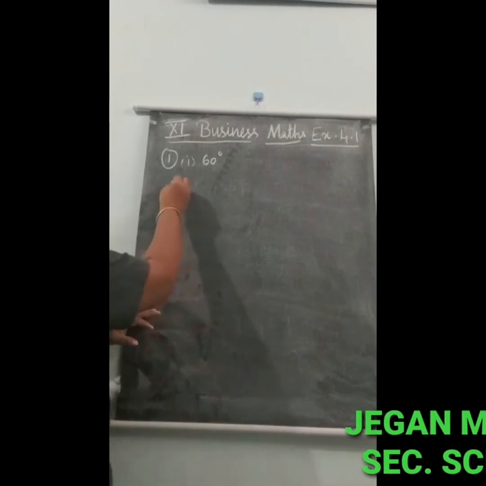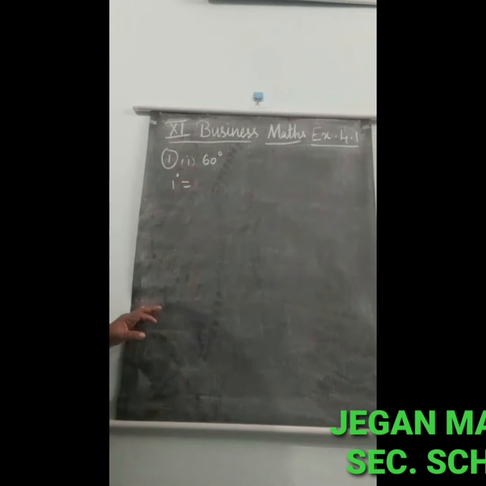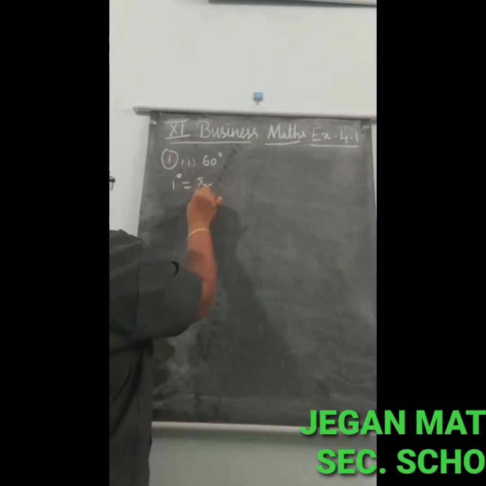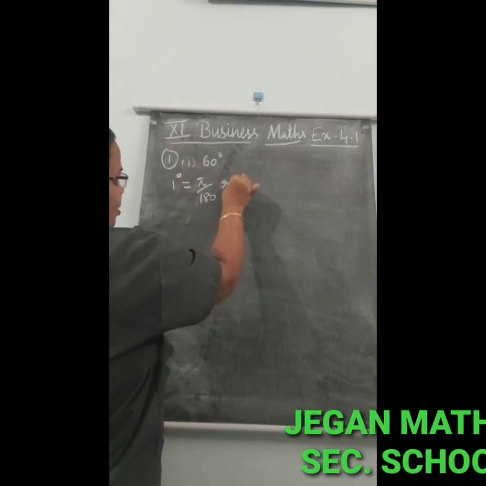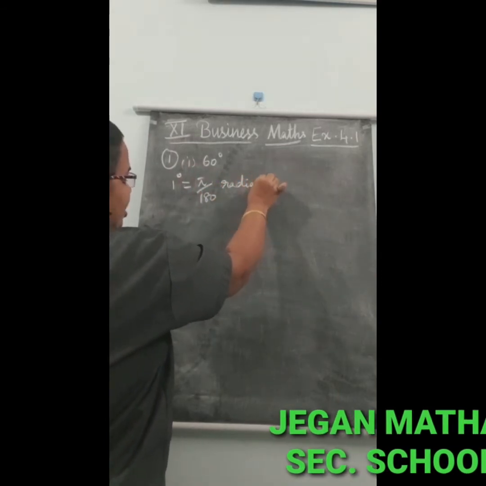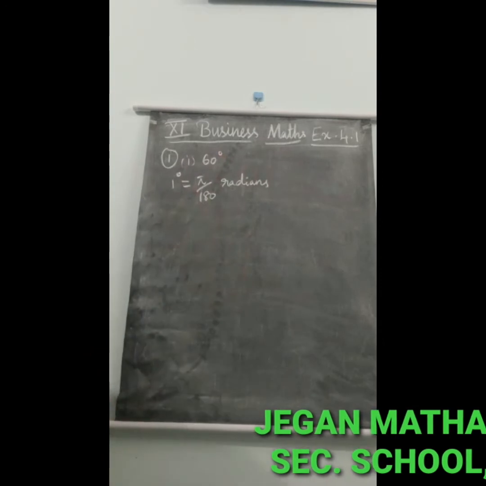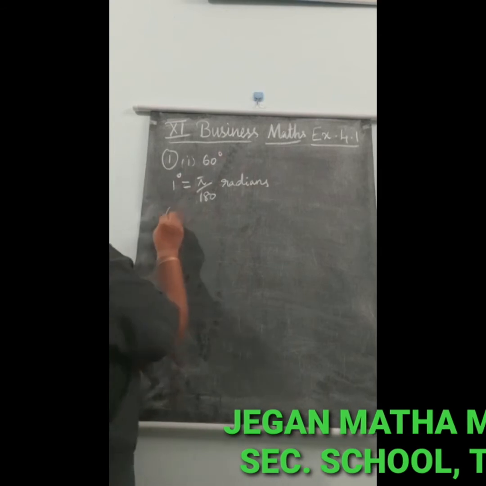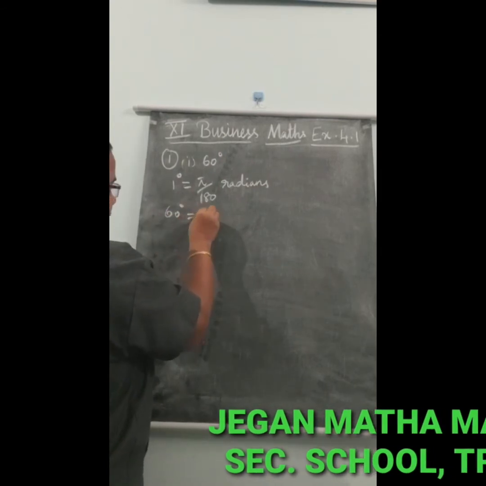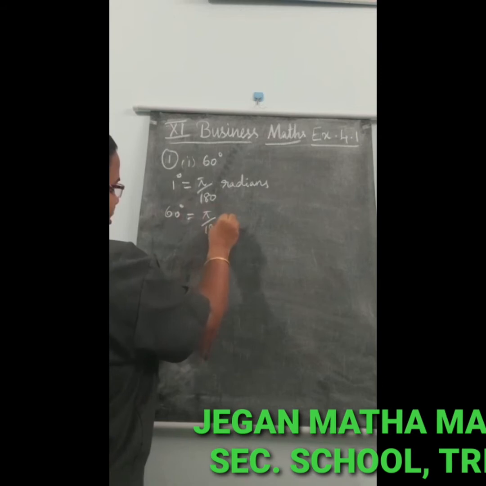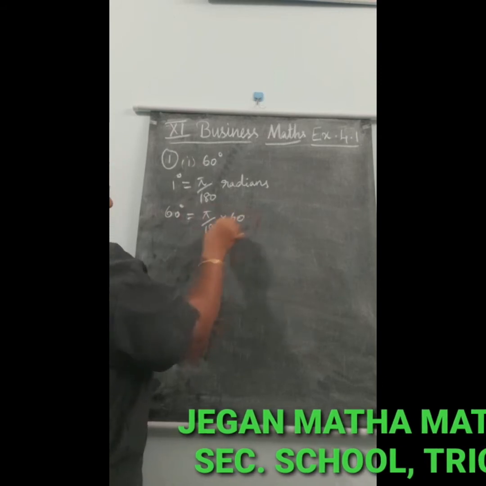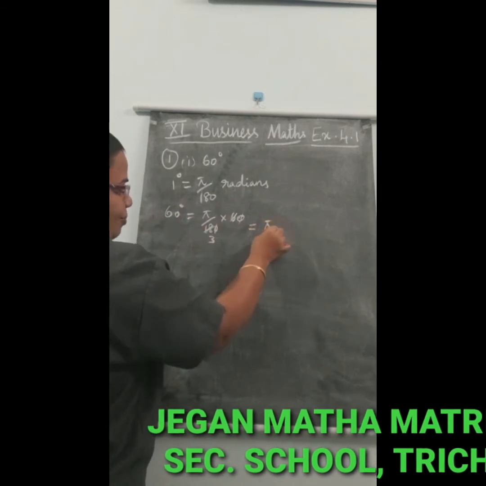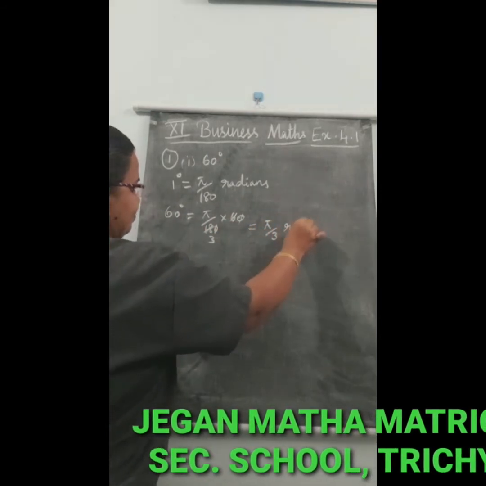1 degree is equal to pi by 180 radians. So we have to change degrees into radians. So 60 degree is equal to pi by 180 into 60. The 0 cancels, and 6 3s are 18. So it is pi by 3 radians.